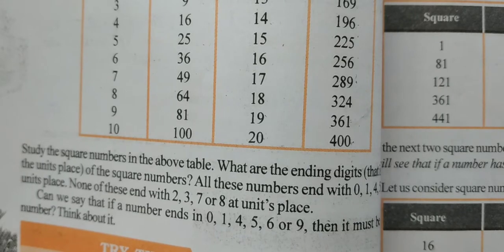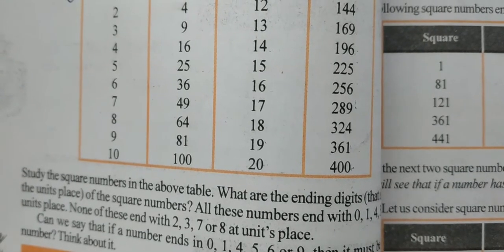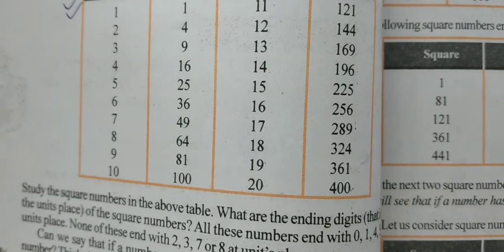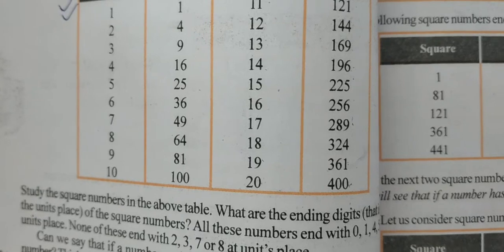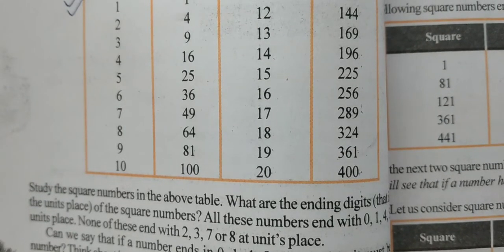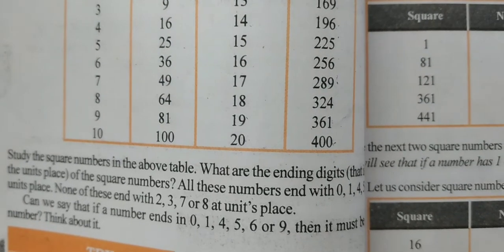If the number ends with 4, then the possibility is that the number should be either 2 or 8, or a number ending with 2 or 8. Okay? जैसे कि either वो 2 हो सकता है या 8 हो सकता है, या तो फिर 12, 22, 32, 42, etc., or it must be 8, 18, 28, 38, 48, etc. So these are the possibilities.